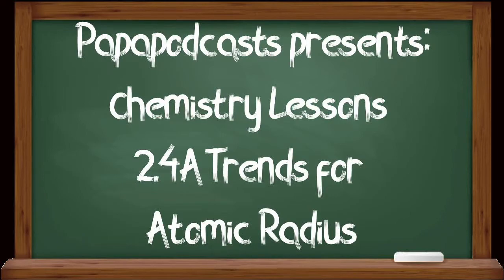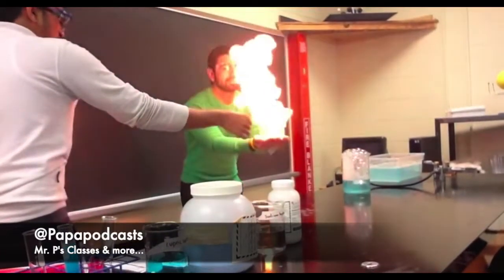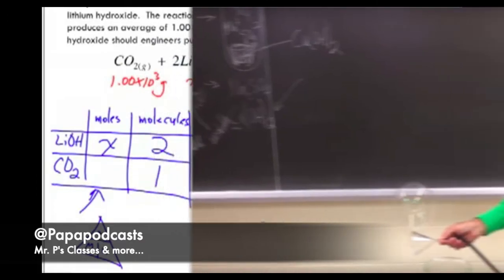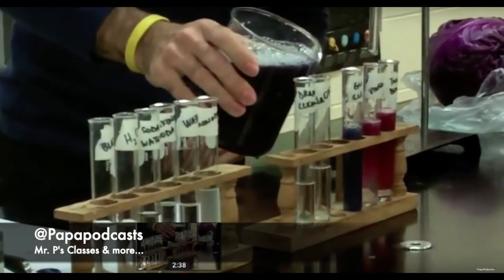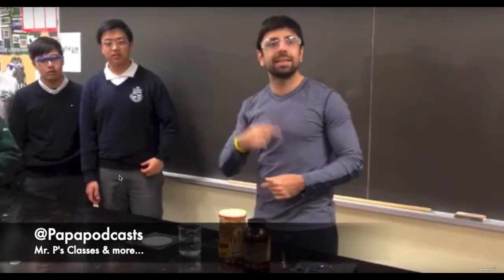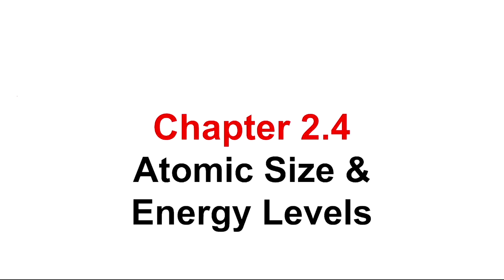Today's lesson is 2.4 Trends of Atomic Radius, Part 1. Chapter 2.4, Atomic Size and Energy Levels. We are going to break this lesson down into three smaller sections.